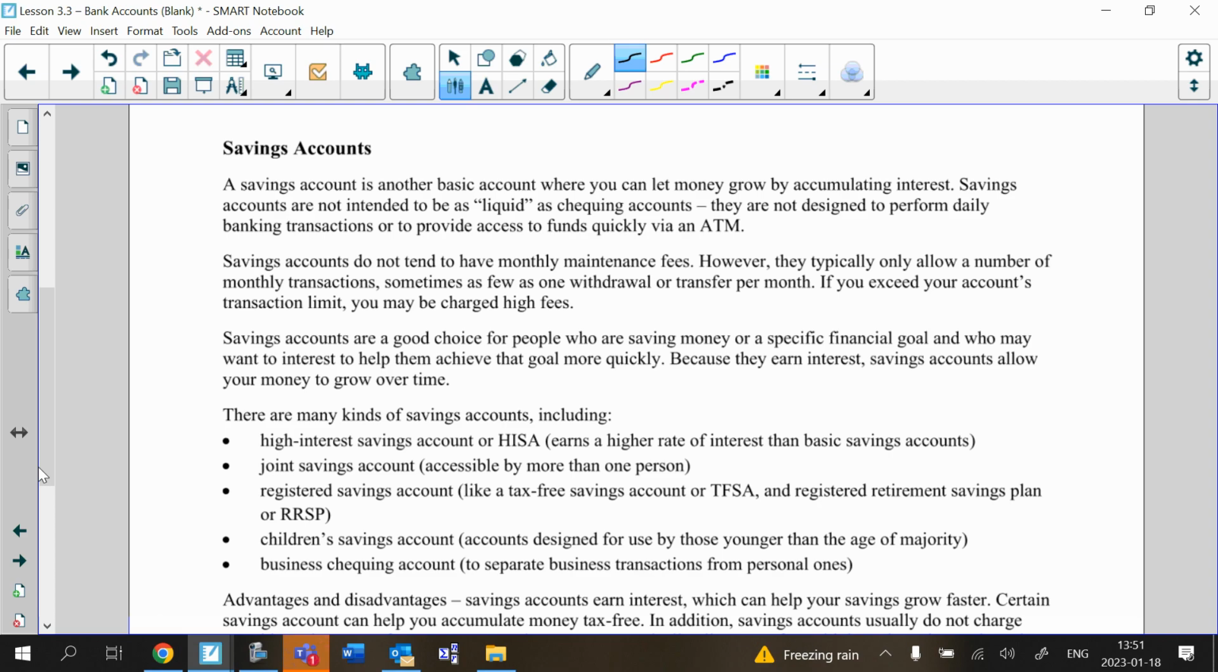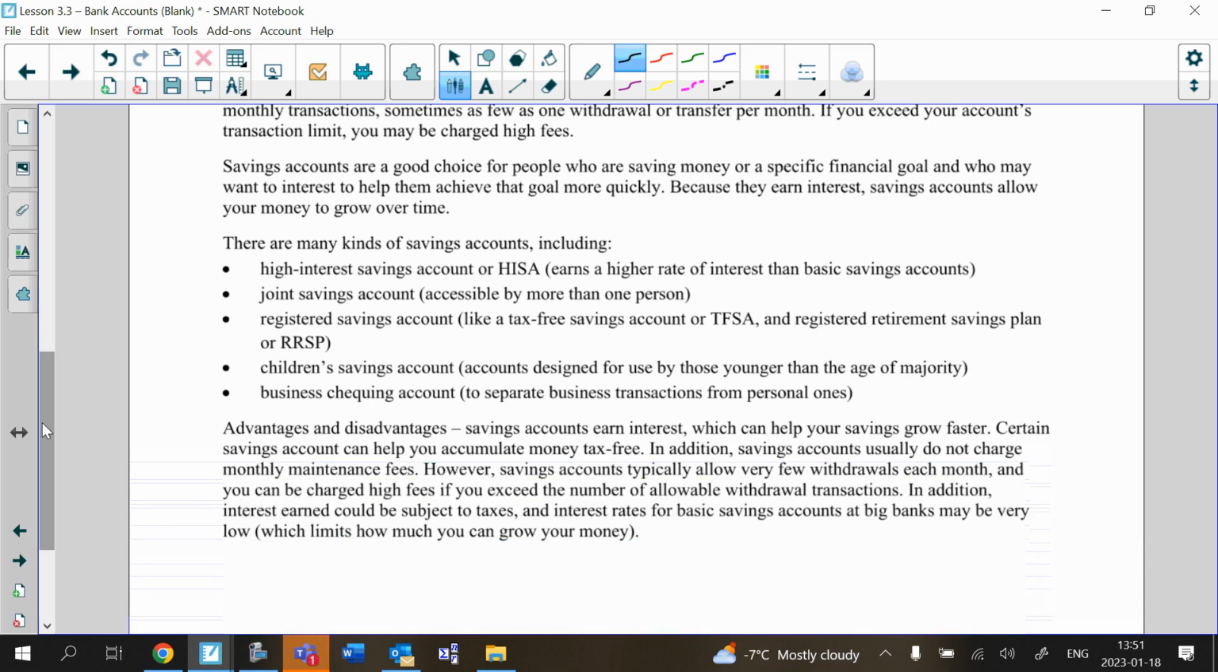So, different types of savings accounts. You've got a high interest savings account, joint savings account. Registered savings accounts help you avoid taxes. Because there are other savings accounts that you could put your money in, but many times you'll get charged tax on the amount that you make in interest.